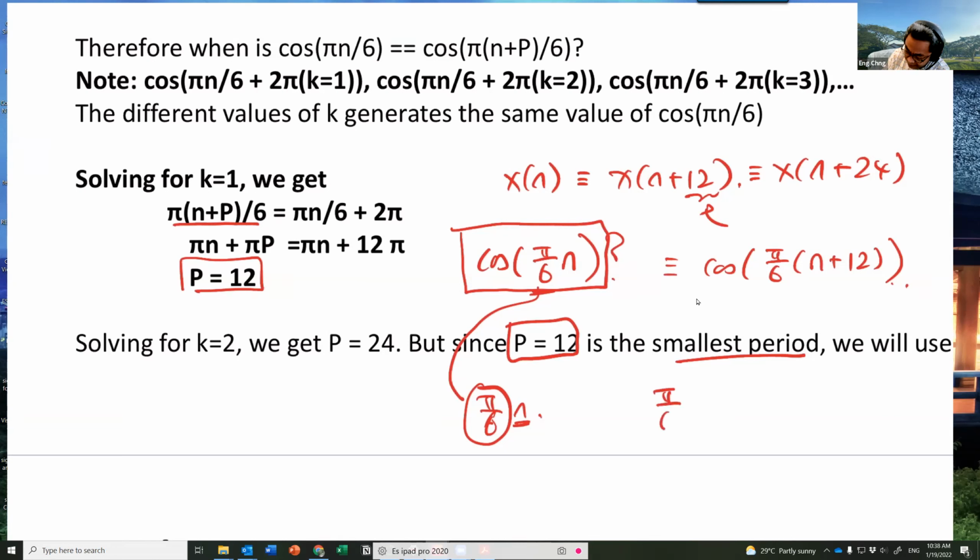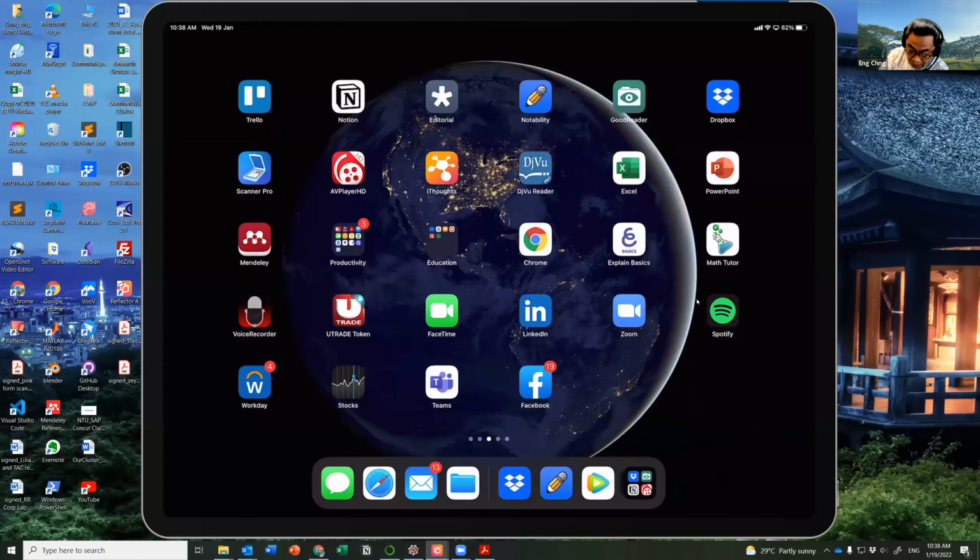What is pi over 6? Pi over 6 is 2 pi over 12. 2 pi is 360 degrees, right? If you prefer to think of it as degrees, 360 divided by 12 is 30 degrees. So the equation cosine of pi over 6 n is a discrete time signal where for every step it takes, it will move by 30 degrees. Where did we see this? We saw this in the tutorial or in the lectures. Let's see the lecture notes.